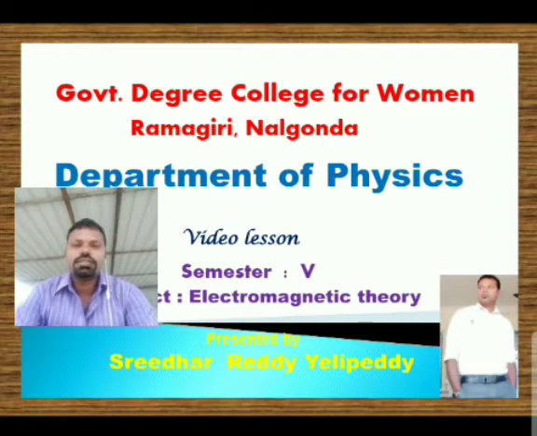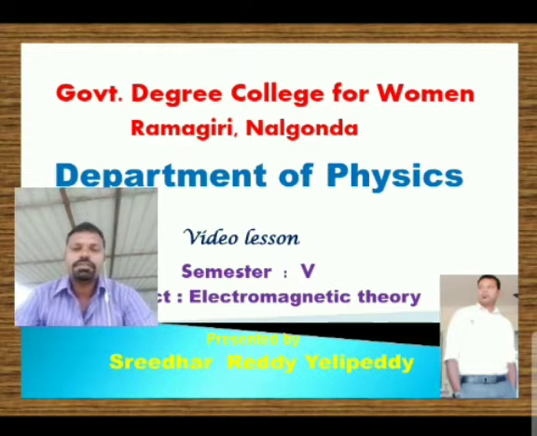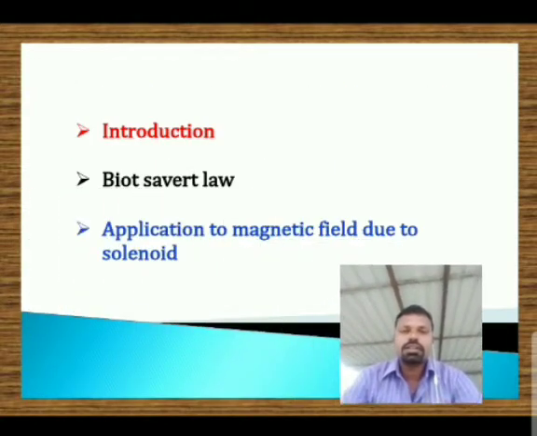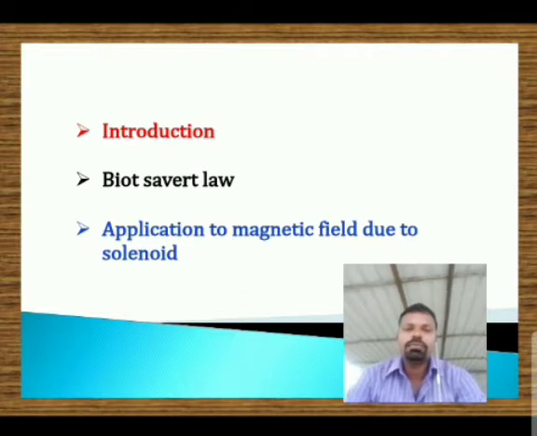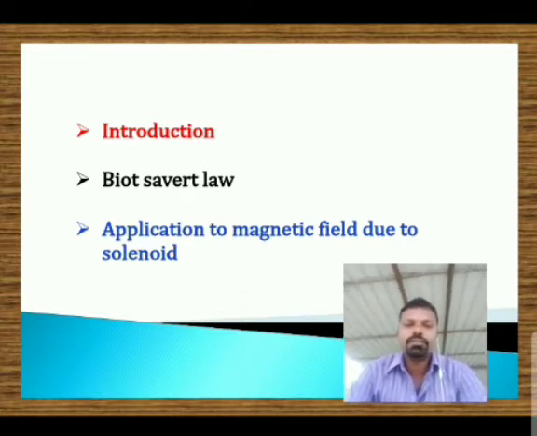As a part of video lessons, today I am going to discuss a topic from the electromagnetic theory subject, which is semester 5th and paper 5th. In that, today I am going to cover how to find the magnetic field due to a solenoid. Using Biot-Savart law, I am going to derive the magnetic field strength on the axis of a solenoid.